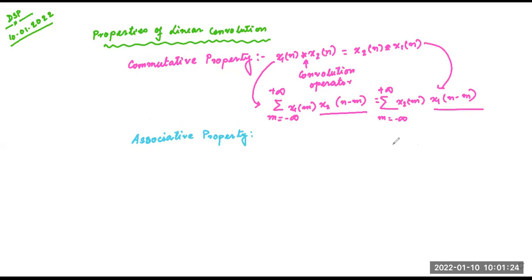Now, what does the associative property state? It states that if x1[n] is the first signal which is convolved with x2[n], and there is another signal, x3[n], which is convolved with the output of x1[n] convolved with x2[n], then as per the associative property, we can write x1[n] convolved with x2[n] convolved with x3[n]. So this is the associative property.